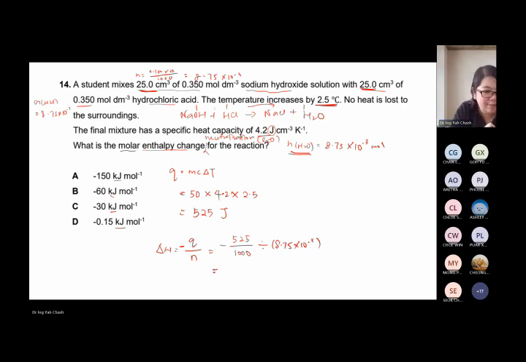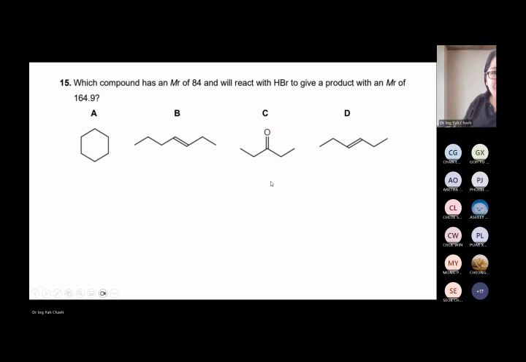Now let's find the answer. Divide by 8.75 times 10 to the power of negative 3. So I got 60 as the answer, negative 60 kilojoule per mole. So the answer is B. Okay, negative 60.